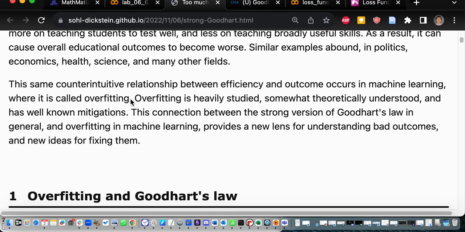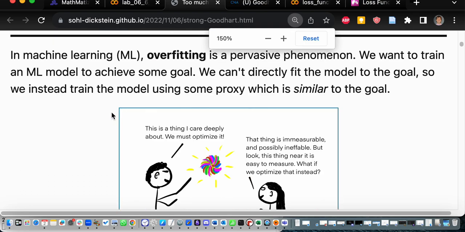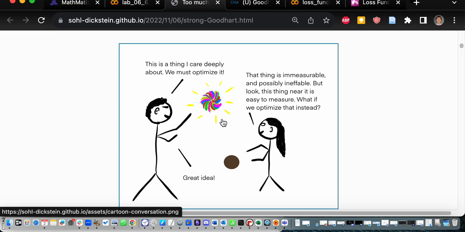So in this blog post, he has this really nice demonstration. You can tell this person is a machine learning researcher and not an artist by this comic. There's two people talking, and this person says, this is the thing we care about deeply. We must optimize it. Look at this beautiful thing, right? I want a good nail factory. And this person says, well, that thing is immeasurable. What does it mean to be a good nail factory? That's silly. Let's look at this easy to measure thing. Here's the easy to measure thing. How much do your nails weigh? We put them on the scale, we measure them. What if we just optimize that instead?